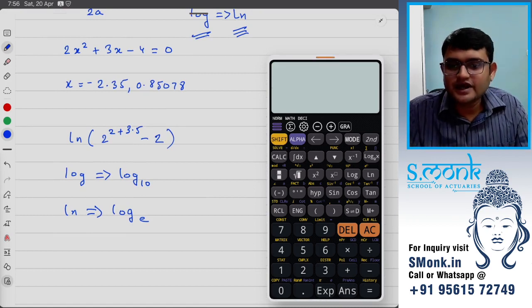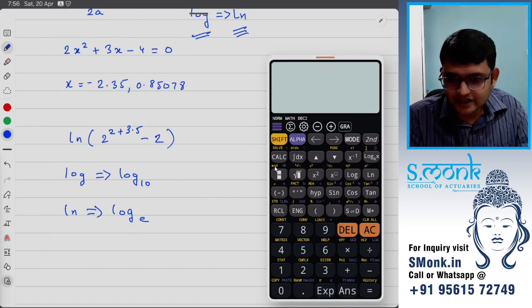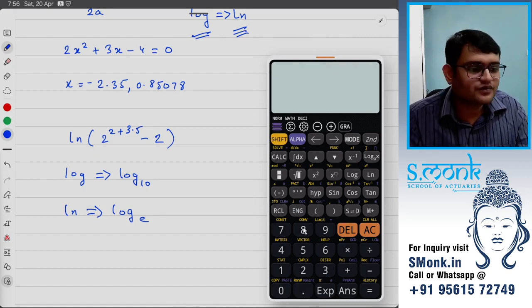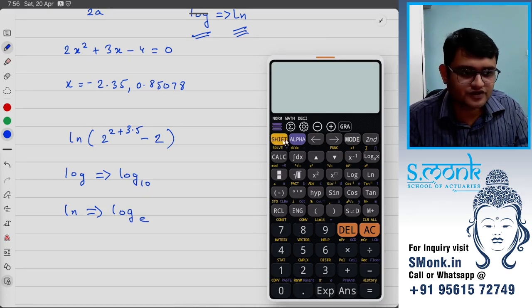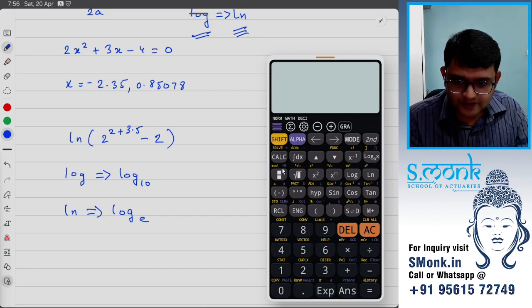Now, other than that, you will find there are some things written above these buttons as well. They are written in yellow and purple. These are more functionalities. If you want to use anything written in yellow, you will press this shift button first. There's a shift button you can see here. I'll press the shift and use any of these yellow functions. If I want the purple functions, I will press this alpha button.